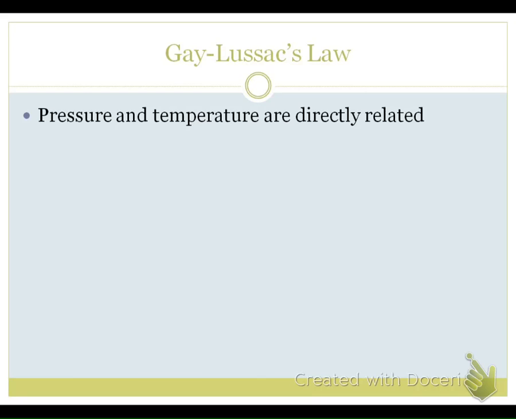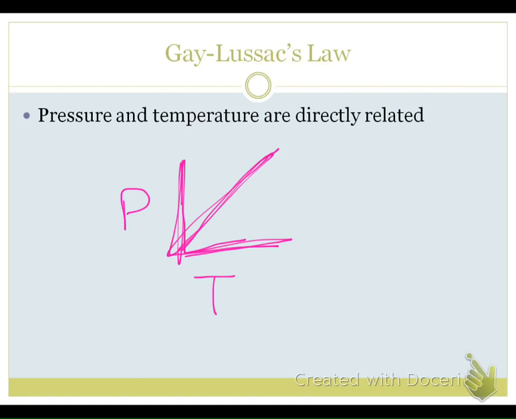So pressure and temperature's relationship is also directly related. If we want to look at our little graph like we did for volume and temperature, it would look like this. This would be temperature, this would be pressure. They're directly related. So as one increases, so does the other. As one goes down, the other one goes down. That's what directly related means, or directly proportional.